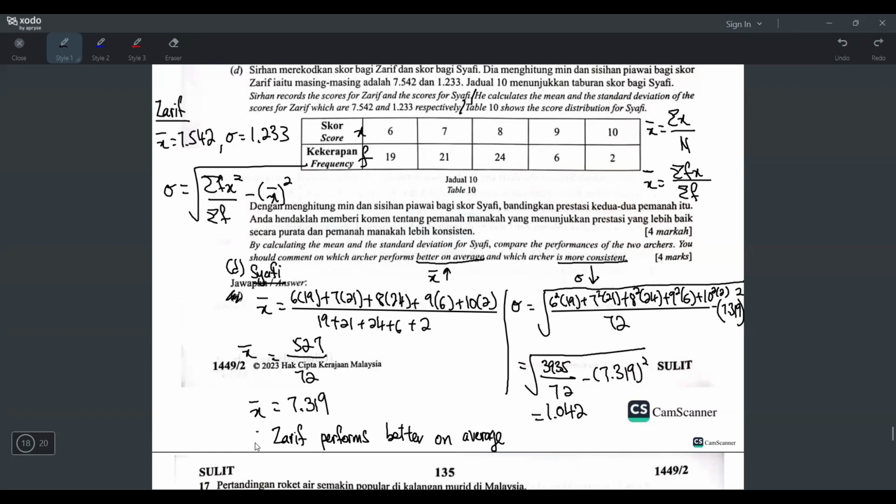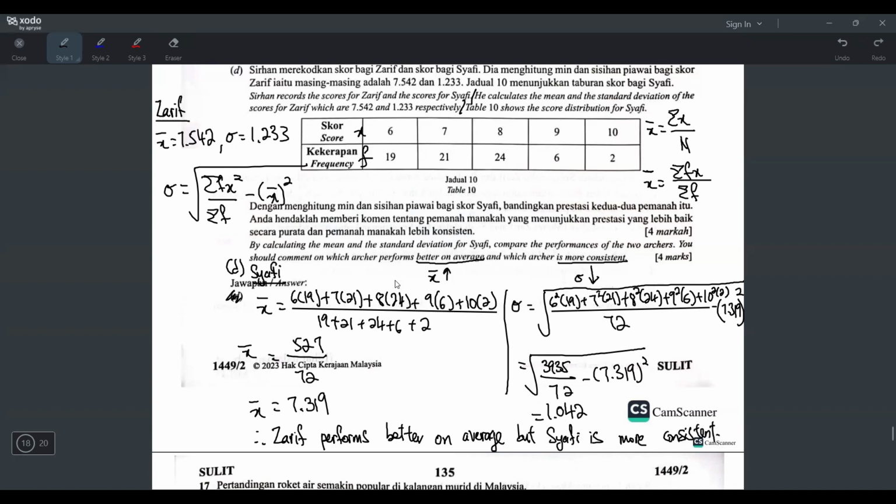So, I have to jawab soalan dia. Zarif perform better on average. Okay. And then, but Shafi is more consistent. Okay. Shafi is more consistent. And then sudah siap lah.